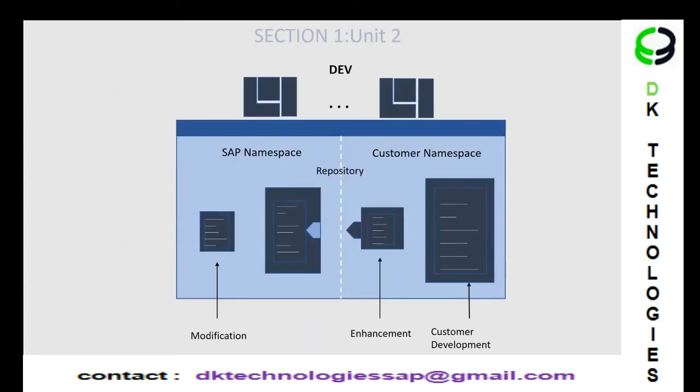So here you can see, when you're modifying the program, you are actually going and changing the program directly, right? Whereas in an enhancement, SAP is providing you a plug or an opening where you can write your own code and insert it, so that when the standard SAP program is running, it will call your code and execute whatever code you have written. So this is an enhancement. And the customer namespace is completely your own. This exists only in your system.